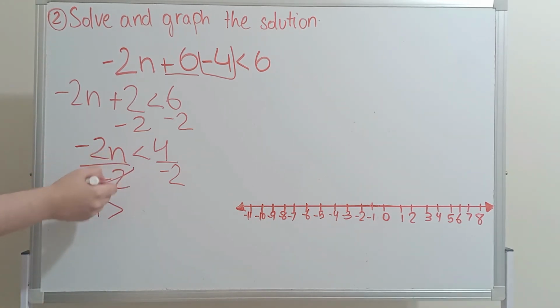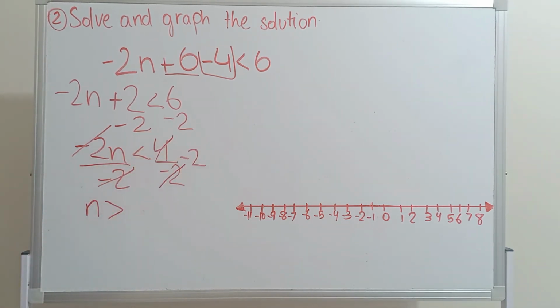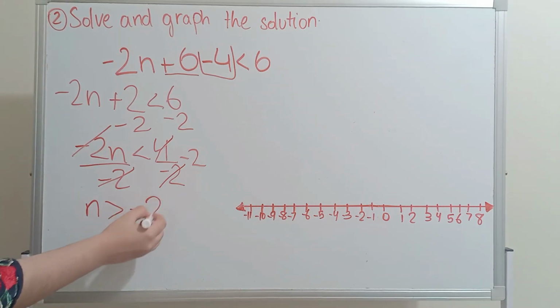Now we will cross these out. We will have this left. So 4 divided by negative 2 is going to give us negative 2. So the answer is going to be n is greater than negative 2.